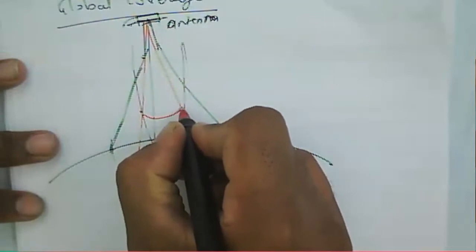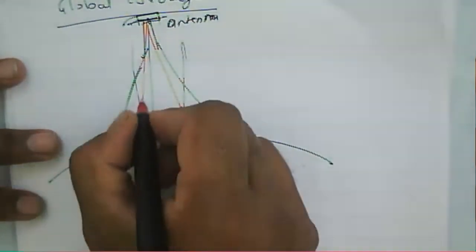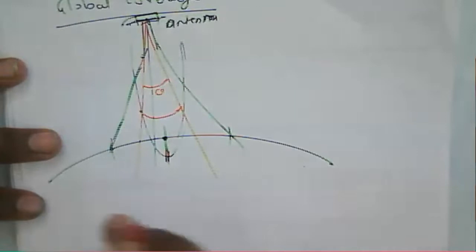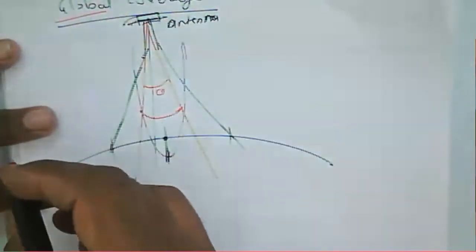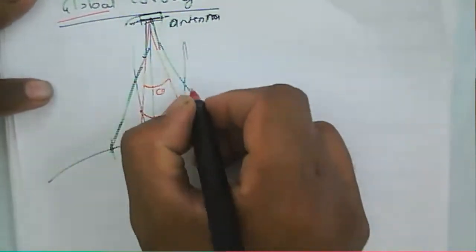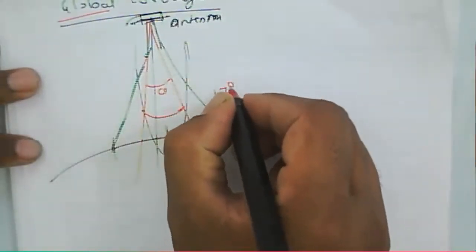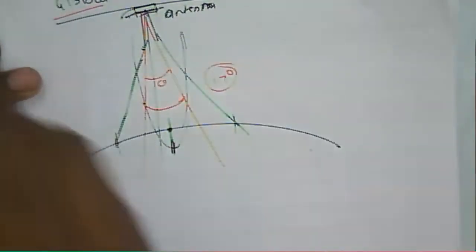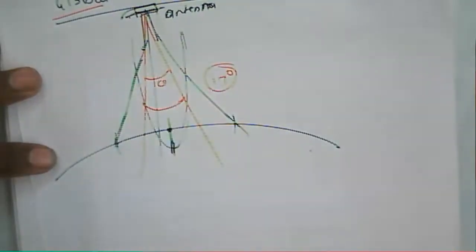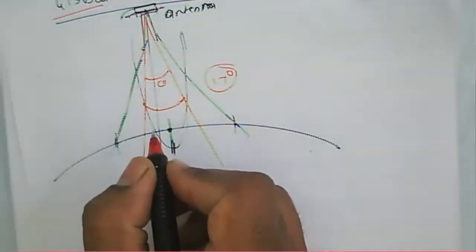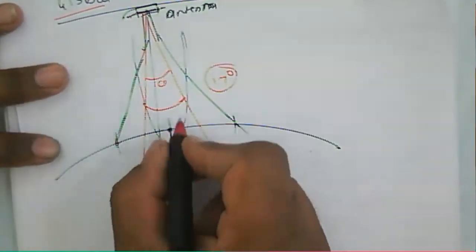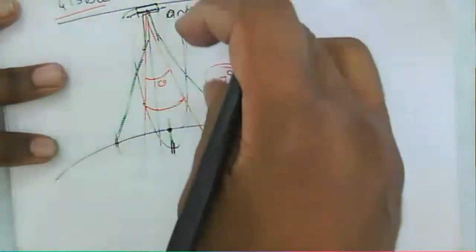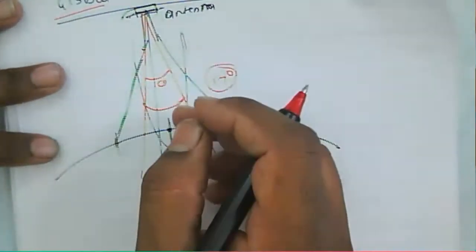So this is the coverage of this horn antenna, and this particular theta is used for global coverage. In that case, the beam width will be 17 degrees for global coverage, and that beam width will be aligned to the sub-satellite point. Then we can say it will work as global coverage.